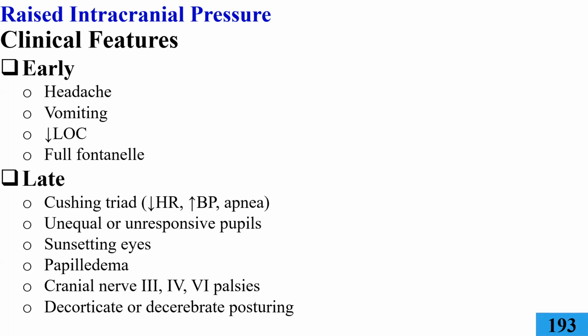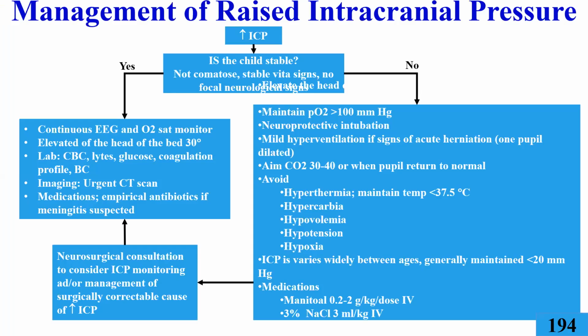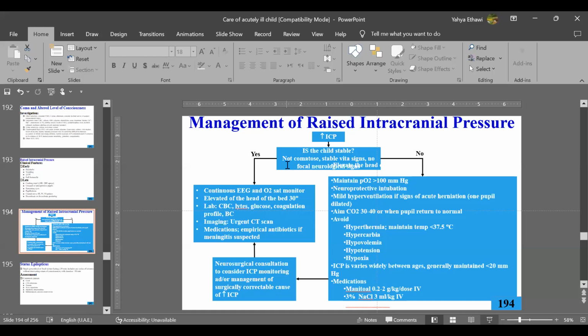decorticate or decerebrate. Do you guys know what decorticate and decerebrate are? Do you know what the difference is? Decorticate is the flexion of the extremities, while decerebrate is extension. Yes, this is extension, and this is a flexion position. Correct. Good, good. Management of raised intracranial pressure is very important to remember.